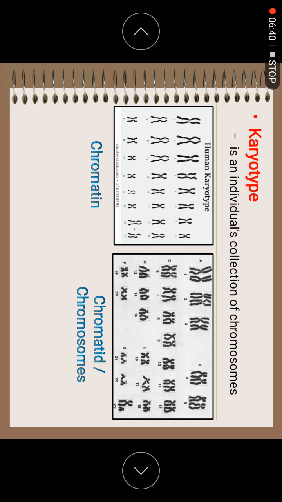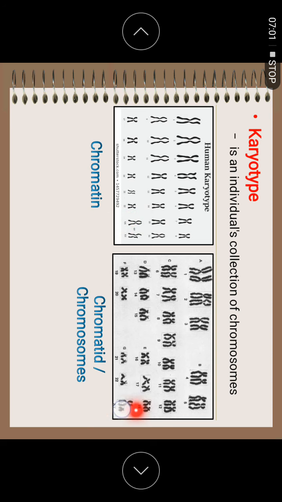Okay, the numbers are actually down there, no need to count. If you get the slide, you can just see the number. So 22, the last one, and then the 23rd pair is actually XX or XY. This one is the sex chromosome.